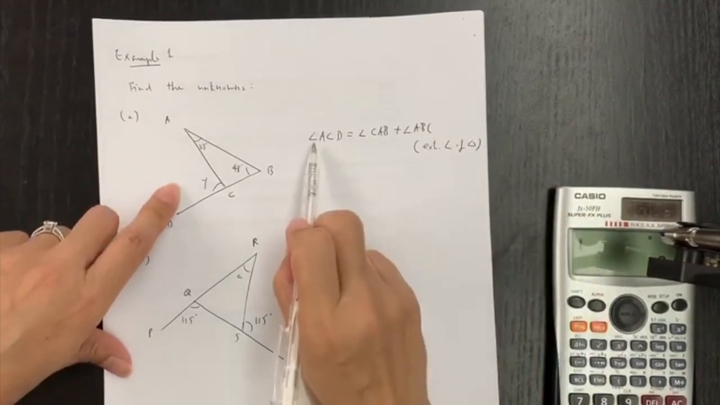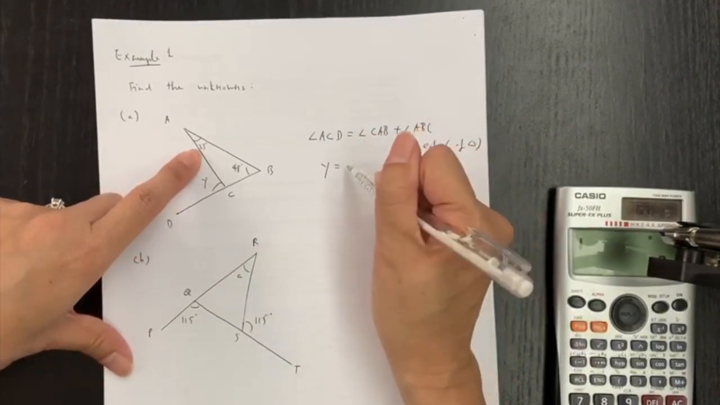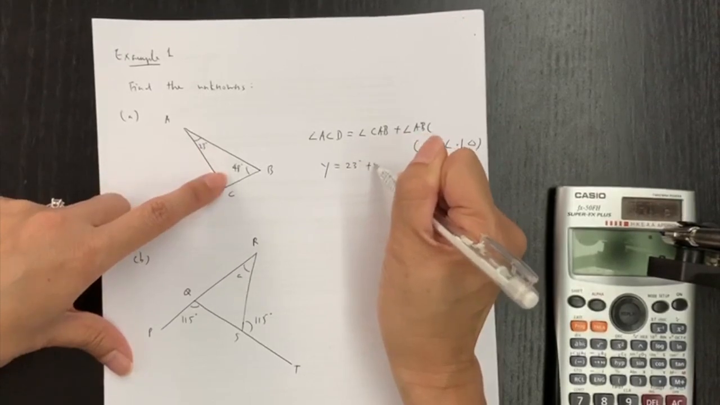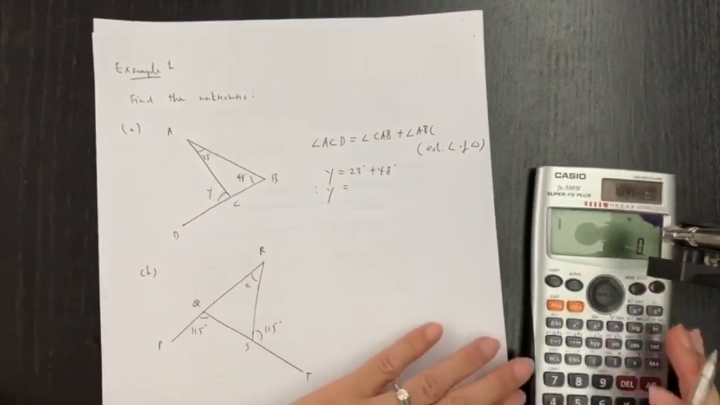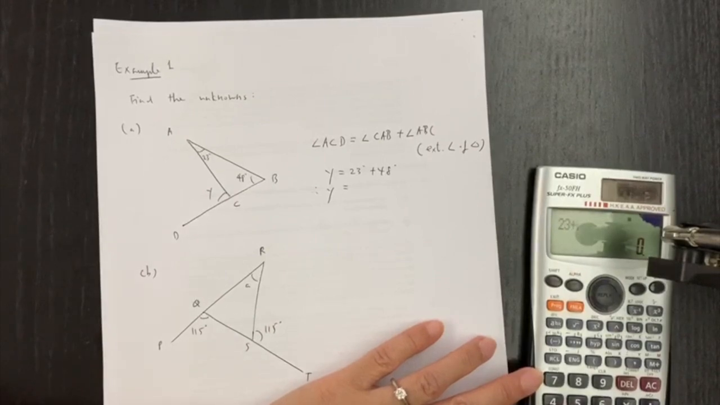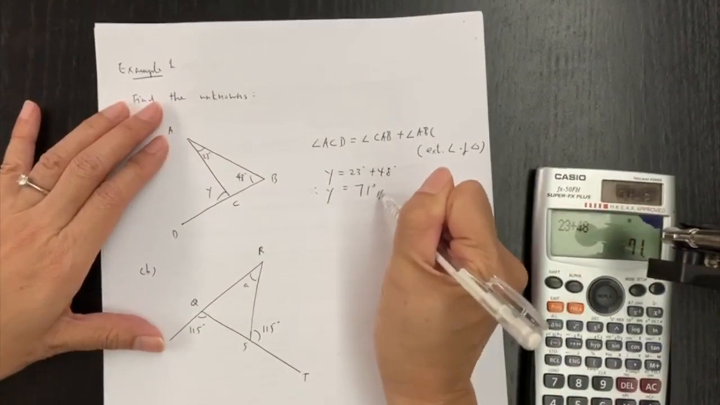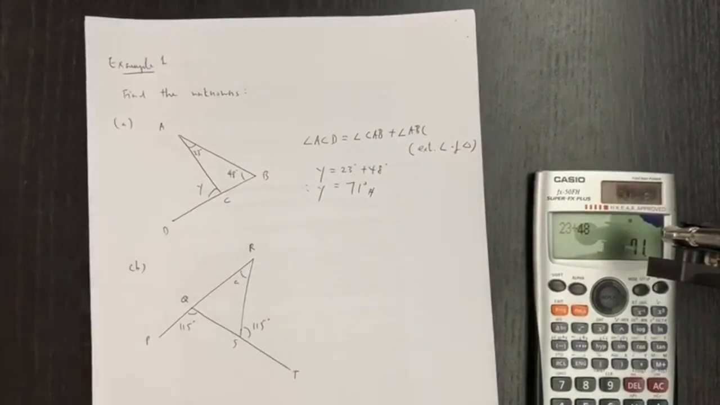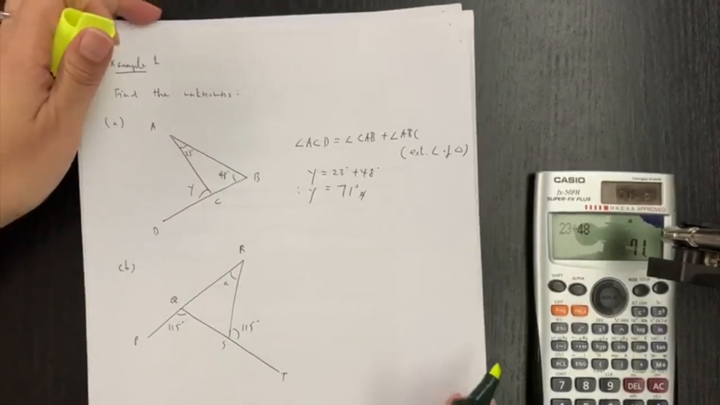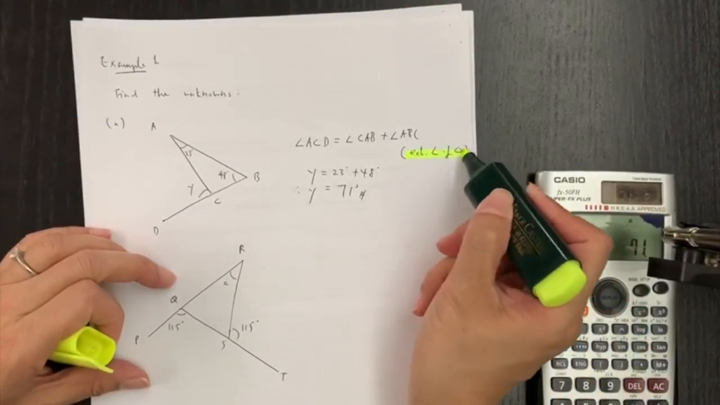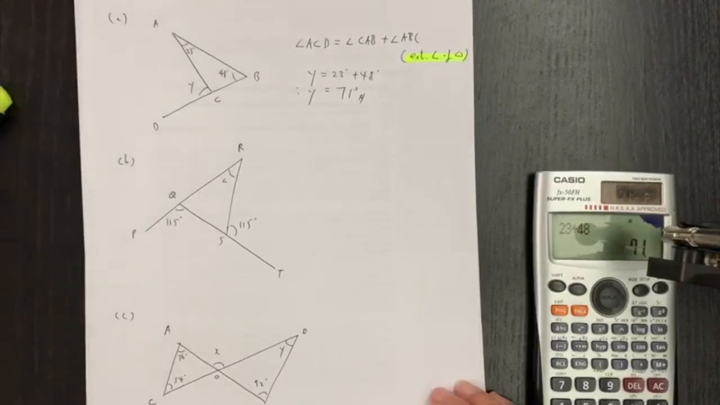All right, and angle ACD is here, so that is y equals 23 plus 48. Therefore y is equal to 23 plus 48, and that is 71. Okay, so this is it. So therefore, this is the new reference here in this chapter, exterior angle of triangle. You okay? All right.